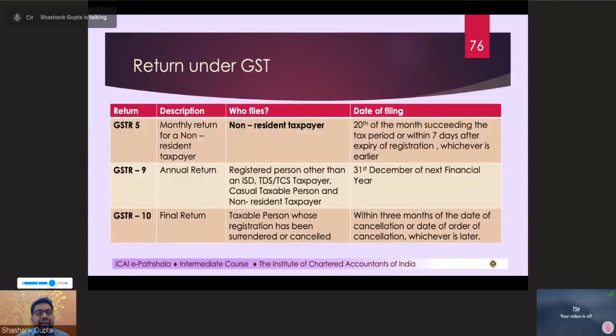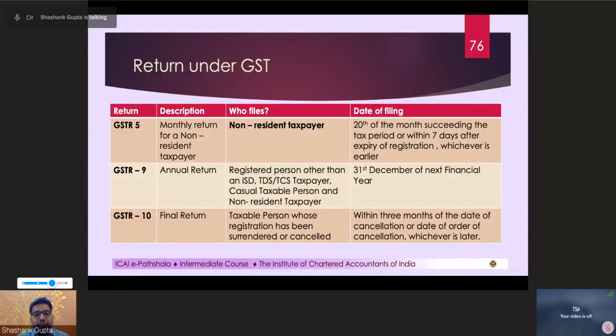For a non-resident taxpayer, GSTR5 is the relevant return, and this is required to be filed by 20th of the month succeeding the tax period or within 7 days after expiry of registration, whichever is earlier. So suppose a non-resident taxpayer takes registration for only 15 days, then within 7 days from such 15 days, he needs to file the return. If he takes it for 90 days, then he needs to file a monthly return by 20th of the next month.